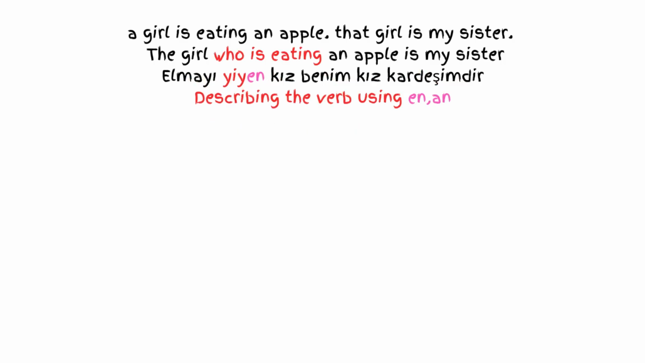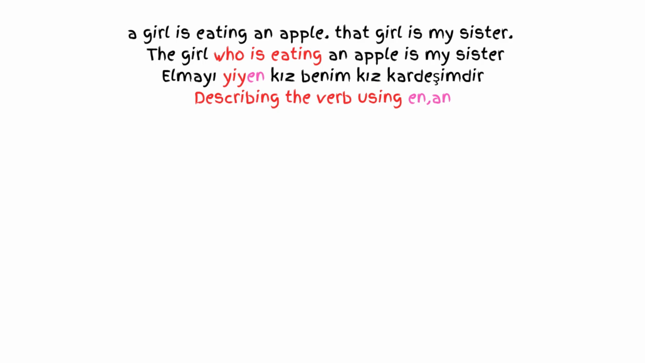Like this: a girl is eating an apple. That girl is my sister. So I'm giving the same subject for both sentences, which is a girl. The first sentence, she's eating an apple, she's doing an action. The second sentence, I'm giving more information about her, like she's my sister. I want to combine them together to give the meaning of the girl who's eating an apple is my sister.